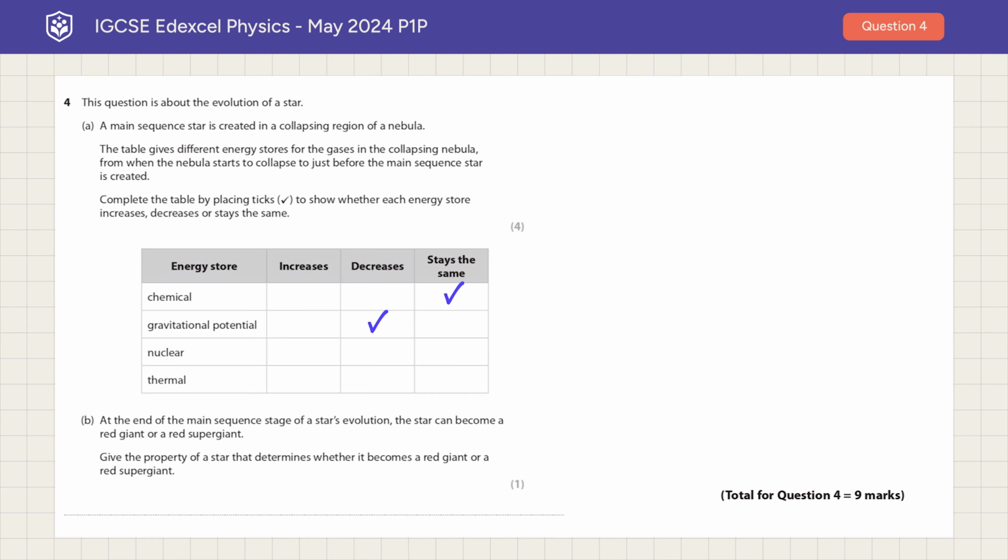For nuclear energy store, this stays the same. Nuclear fusion hasn't started yet. Finally, thermal energy store. This increases. The gas gets hotter as it collapses, so thermal energy goes up.